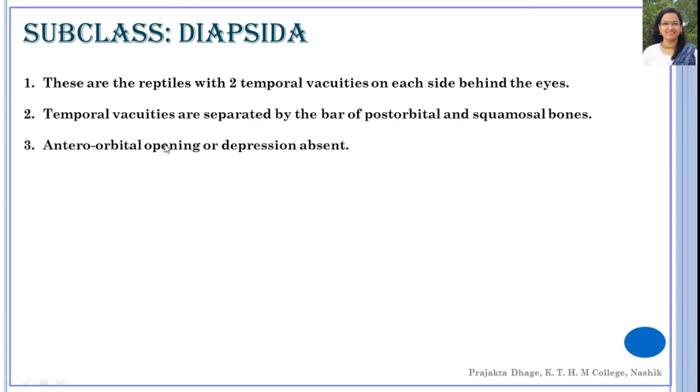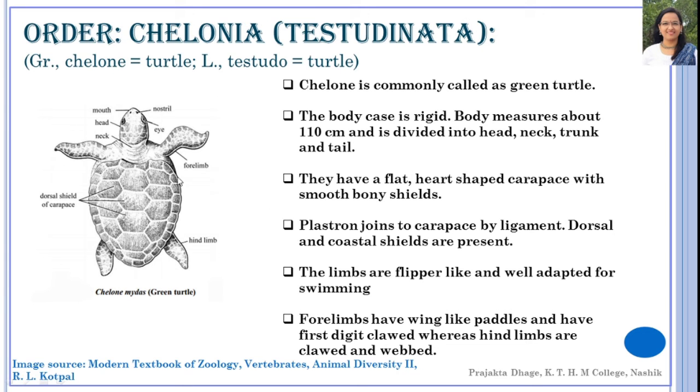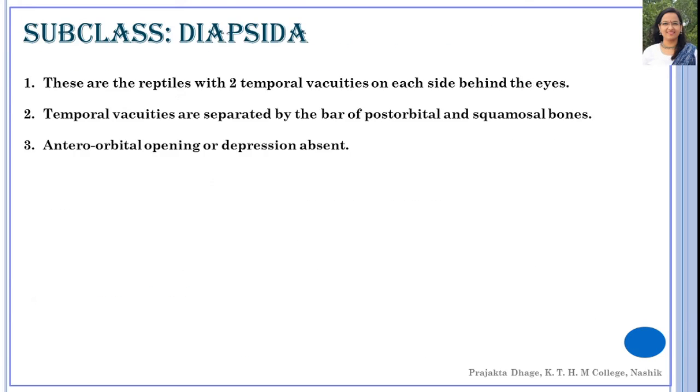The limbs are flipper-like and well adapted for swimming. You can see here the limbs, right? So these are flipper-like limbs. Now forelimbs have wing-like paddles and have first digit clawed, whereas hind limbs are clawed and webbed. You can see here. Okay, so this was all about the organism chelone, which belongs to order Chelonia.